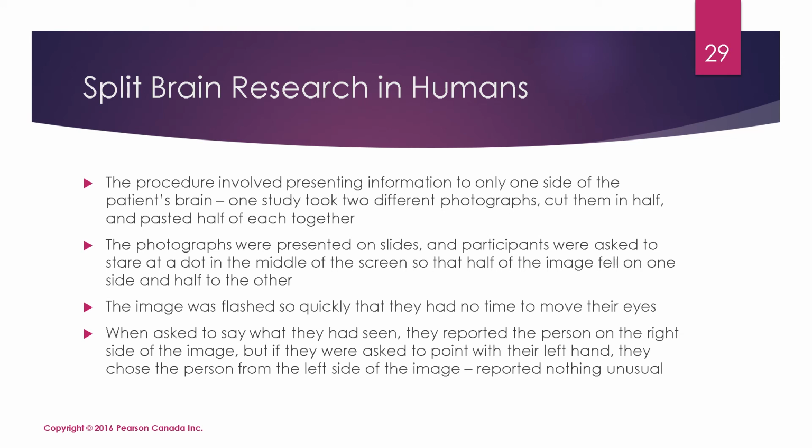When they were asked to say what they'd seen, they reported the person on the right-hand side of the image. But if they were asked to point with their left hand, they chose the person from the left side of the image. So even though they couldn't explicitly tell you they had seen two different people, they were able to indicate that they had seen both sides of the photograph. And they reported nothing unusual having occurred. They weren't able to understand, to think about the fact that they were pointing at one image and saying the other. It was clear that one side of the brain wasn't aware of what the other had seen.